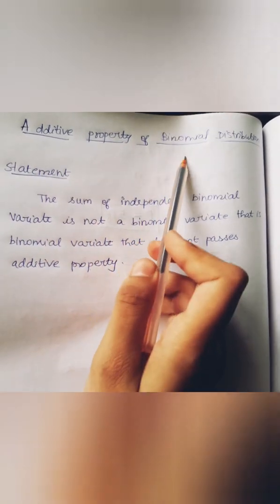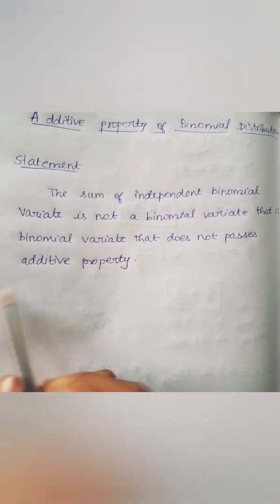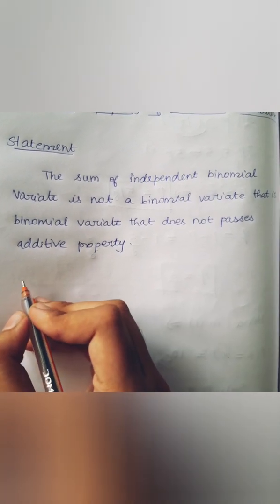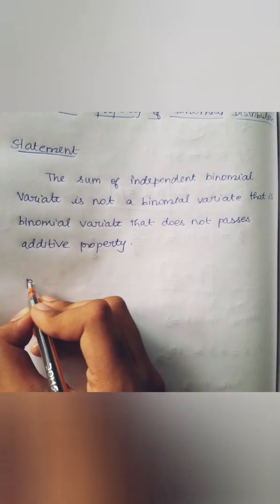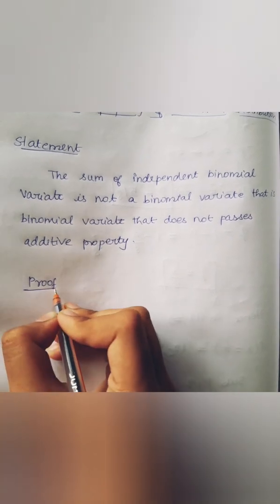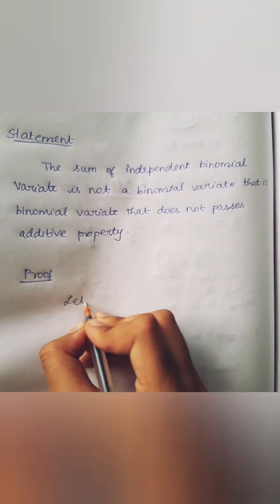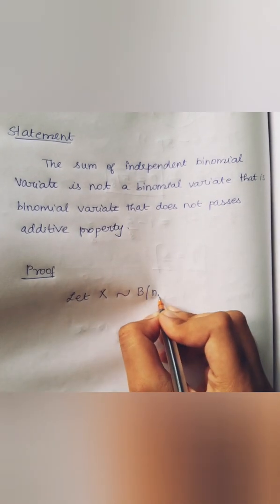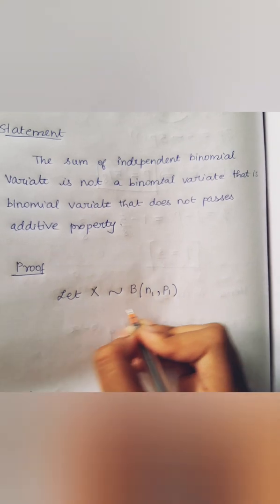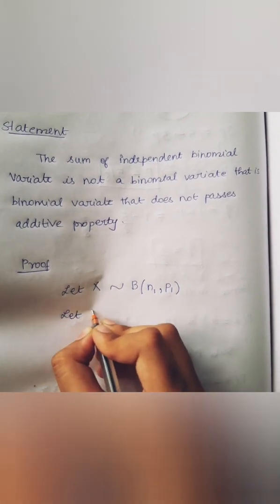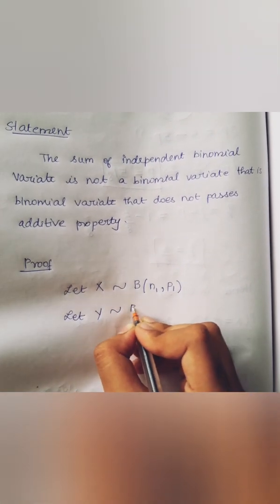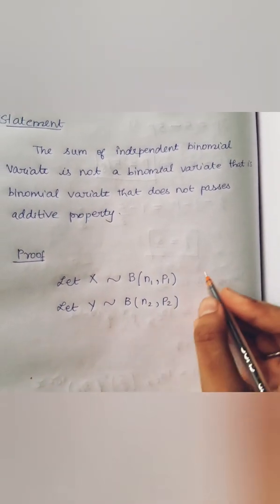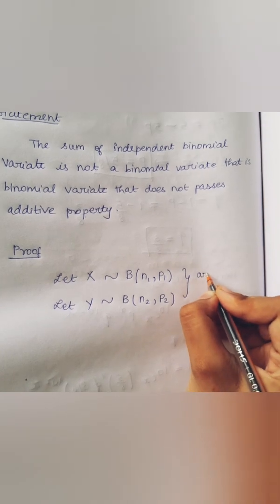So the next is the additive property of binomial distribution. The statement is the sum of independent binomial variates is not a binomial variate, that is, the binomial variate does not possess the additive property. So the proof will be, let X variate binomial of n1 comma p1. Likewise we have to write for Y variate binomial of n2 comma p2. These both are independent binomial variates.